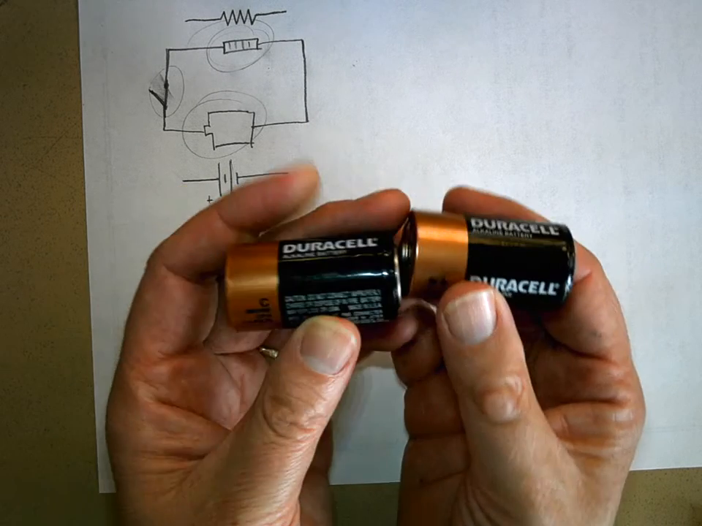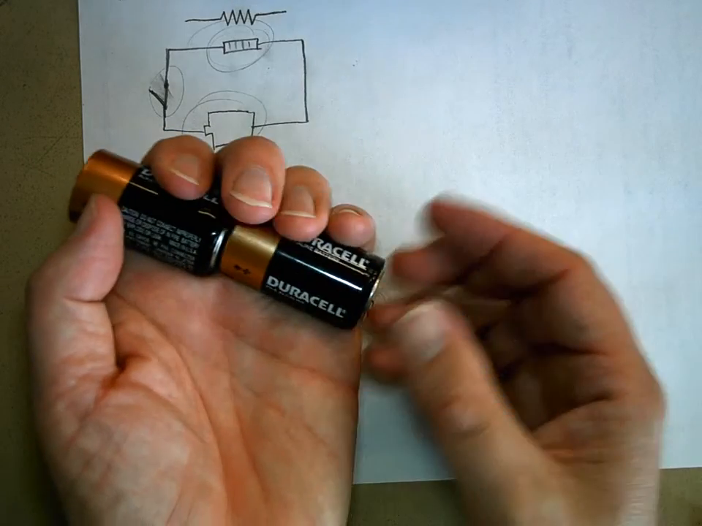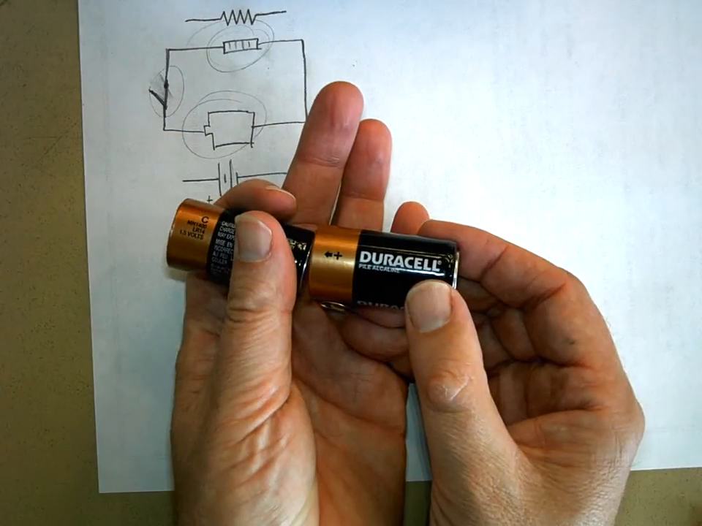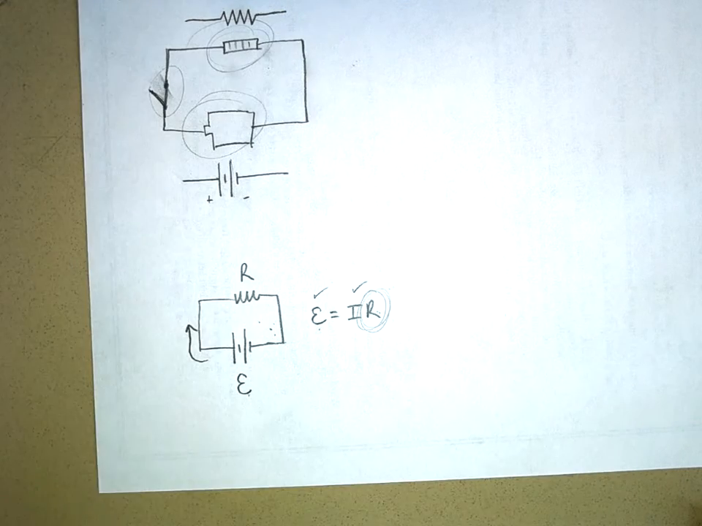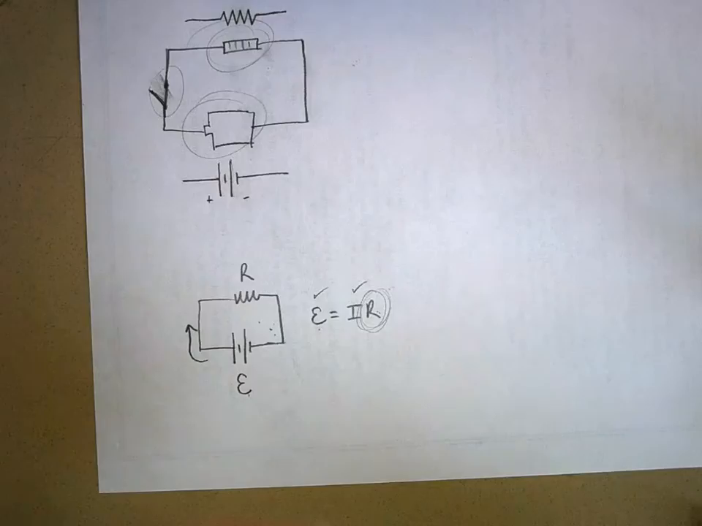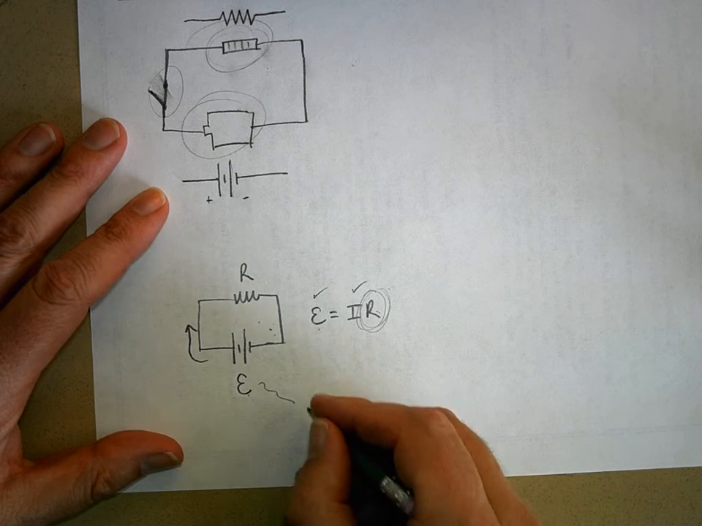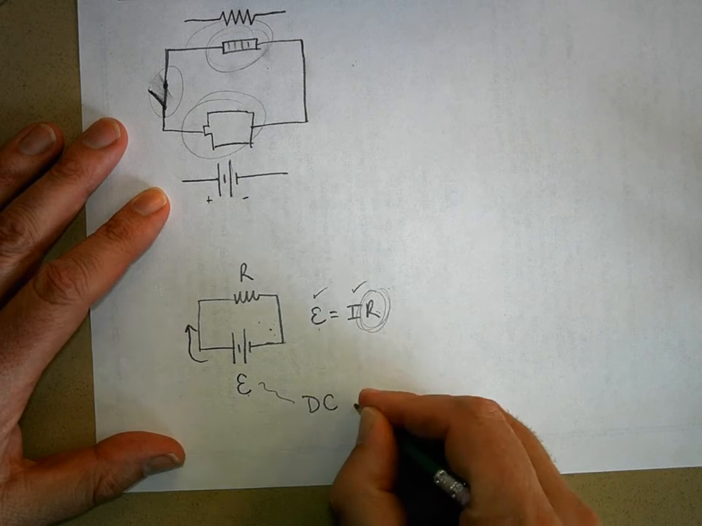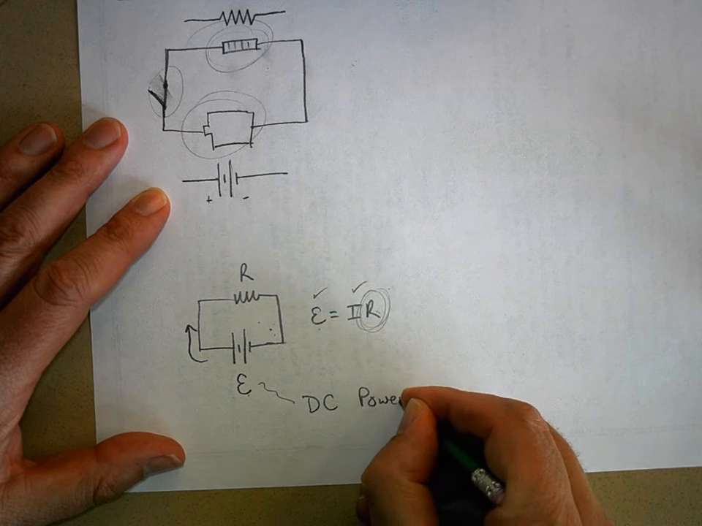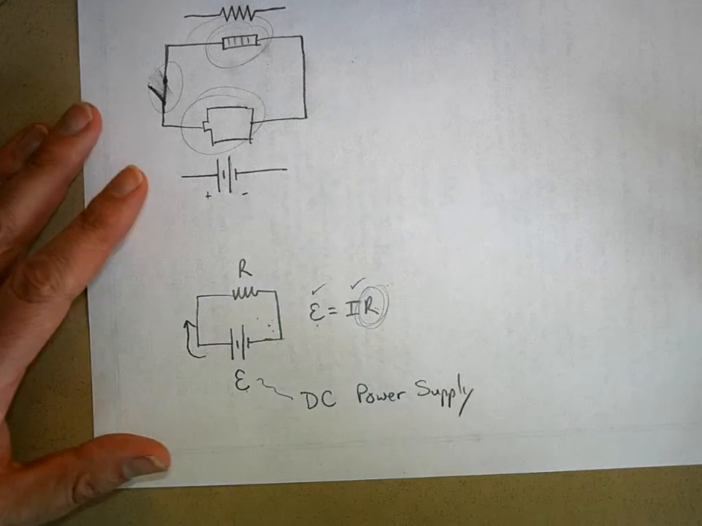Well, I could try to get another battery, but it would be 4.5 volts. What if I want 2 volts? I can't use the battery to get this. But what we have, and what we're going to be using in this lab, is what's called a DC power supply. So the voltage is going to be delivered by what's called a DC power supply. That's the name of the device we're going to use.